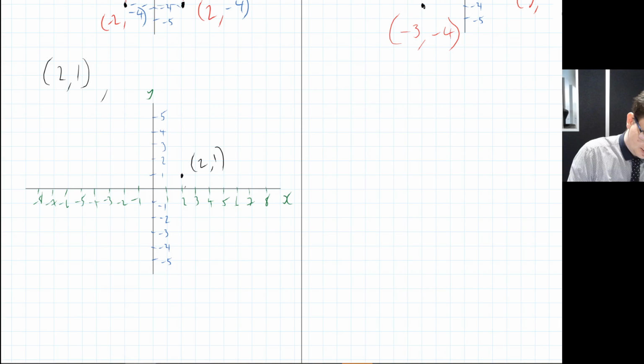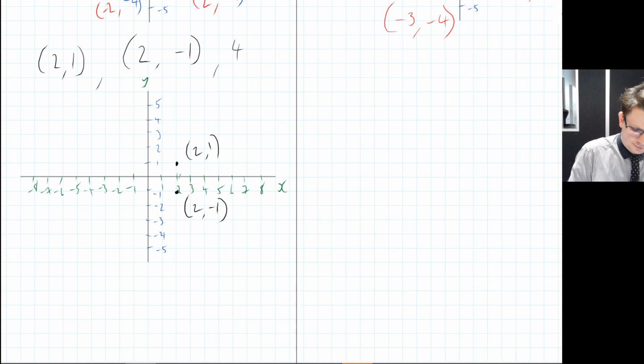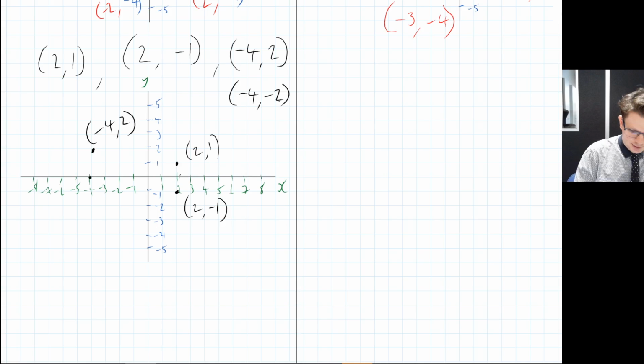Alright, next one. Oh no, we won't do 4. We'll do -4, 2. So that's -4 along my x-axis, and then 2 up. So that's -4, 2. And the last one is going to be -4, -2. -4 and -2, so -4 across again, but this time we're going to go 2 down instead of 2 up. So those are the 4 points. This one is for you to have a go at.